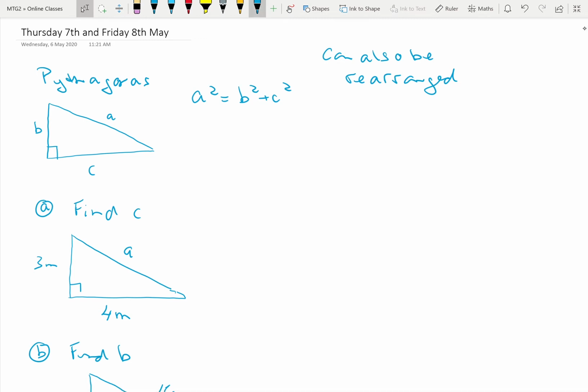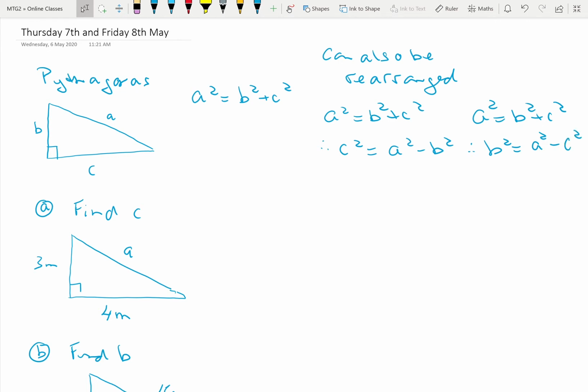The formula can also be rearranged so that we can make b and c the subject of the equation. So I can take a squared is equal to b squared plus c squared, and I can take the b squared away from one side, leaving my c, so therefore c squared is equal to a squared minus b squared. Or I can also do the same, c squared, I can take the c squared away from the a, so therefore b squared is equal to a squared minus c squared. So there's really three different ways of using the formula.